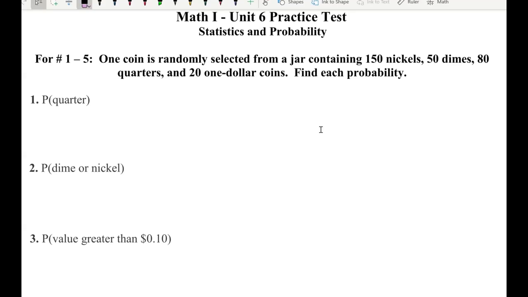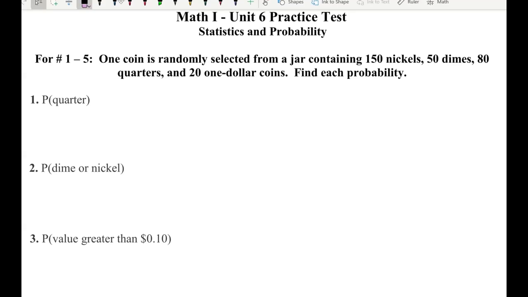This chapter we're going to talk about statistics and probability. So first, problems 1 through 5, we're going to use the information above. One coin is randomly selected from the jar that's containing 150 nickels, 50 dimes, 80 quarters, and 20 dollar coins. Find each probability.